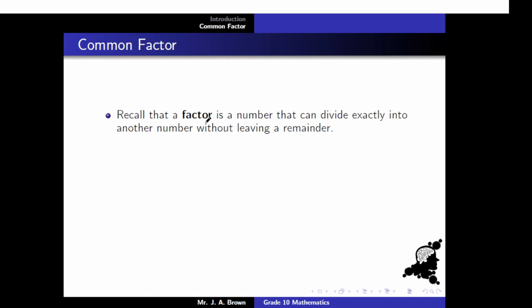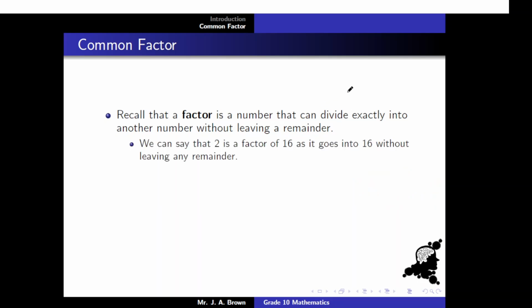Now you would remember that a factor, as we said, is a number that can divide exactly into another number without leaving a remainder. So let's say for example, we've got A divided by B. Now if B goes into A and we leave a remainder, then we cannot say B is a factor of A. So if we get A divided by B is equal to C and there's no remainder, it means that both B and C are factors of A. So this is something that you learned in grade 8 and 9. This is just a revision of exactly what a factor is.